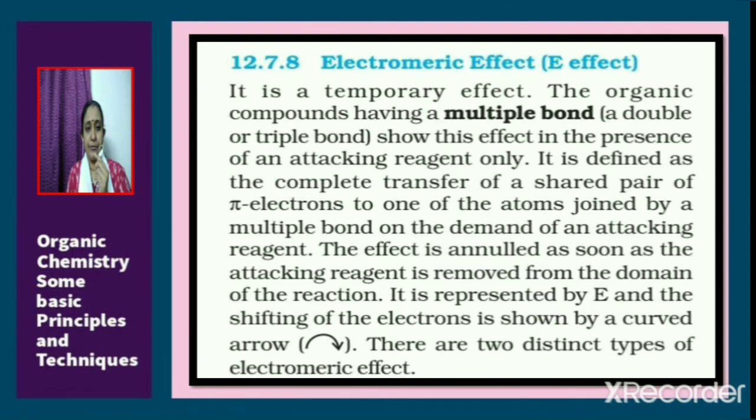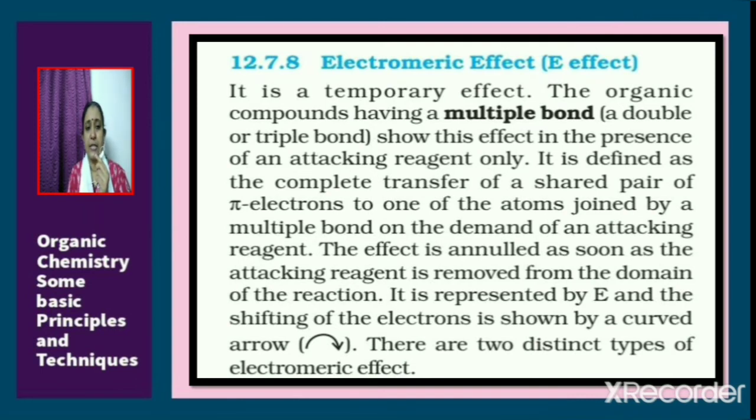Electromeric effect or E effect. It is a temporary effect. The organic compounds having a multiple bond, that is double bond or triple bond, show this effect in the presence of an attacking reagent only. Now, how can we define electromeric effect? It is defined as the complete transfer of a shared pair of pi electrons to one of the atoms joined by a multiple bond on the demand of an attacking reagent. The effect is annulled as soon as the attacking reagent is removed from the domain of the reaction. It is represented by E, and the shifting of the electrons is shown by a curved arrow.